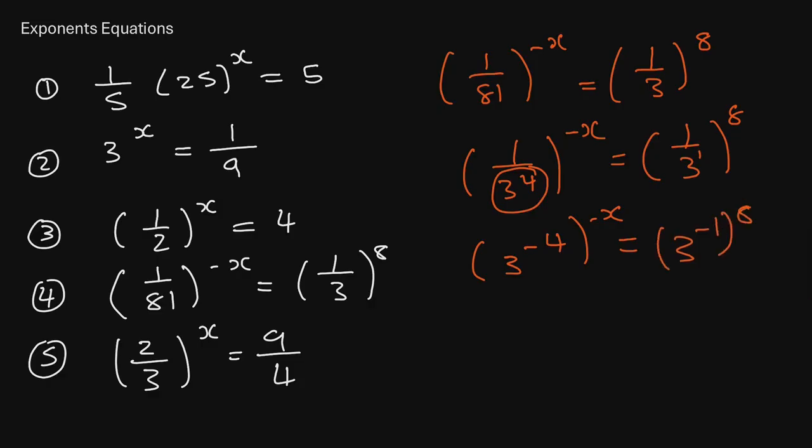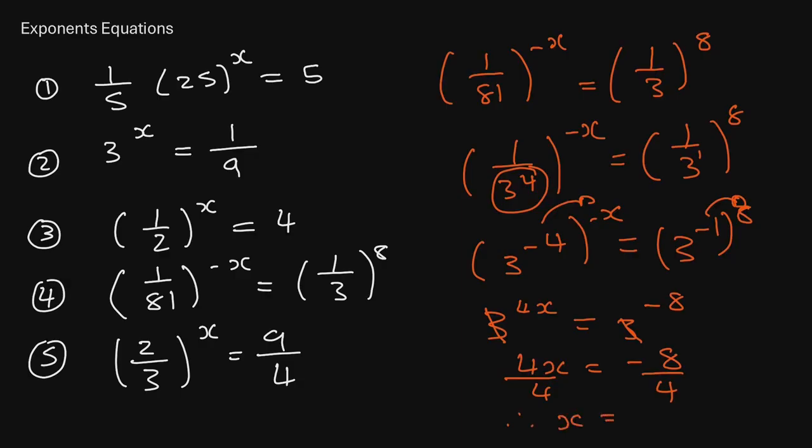So now we can simplify and remove the bracket. The exponents will multiply out. So we are going to have 3, and then negative 4 multiplied by negative x, that's going to be 4x. And then negative 1 multiplied by 8, that's going to be negative 8. So we are equating the same bases: we drop the bases and we equate the exponents. So we will have 4x is equal to negative 8. We can divide both sides by 4, and therefore the value of x is negative 8 divided by 4, that's negative 2.